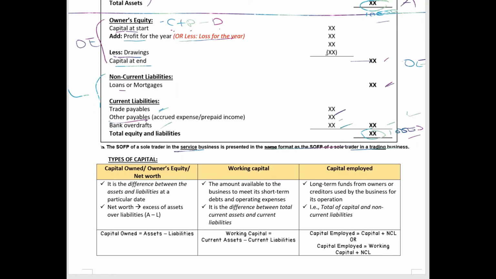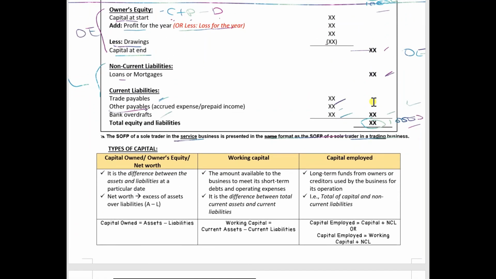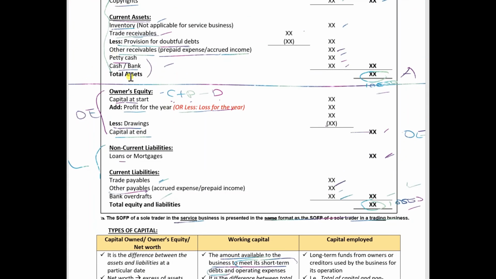Now this one, we just have a quick look. There are three types of capital. Number one is the capital, which is assets minus liabilities. Working capital is the amount available for the business to meet the short-term debts. So it's the difference between the current assets and the current liabilities, to meet the short-term debts. So working capital is current assets minus current liabilities, the amount of the current assets minus the current liabilities.